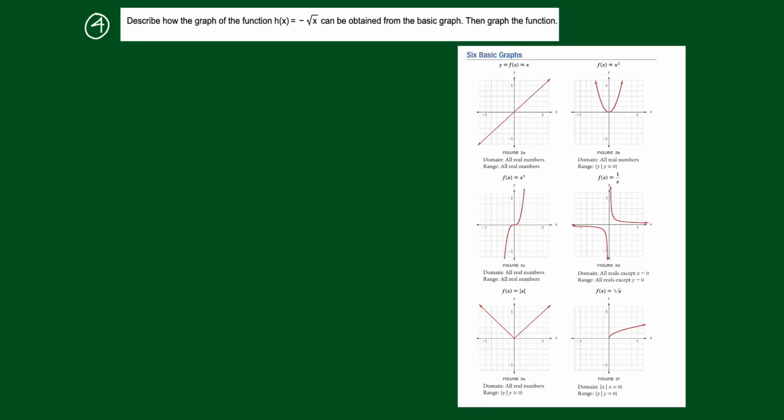Now we want to describe how the graph of negative the square root of x, all right, here's our function here, h of x equals negative square root of x, can be obtained from the basic graph. Now the basic graph, we've got a square root, that's this one down here. All right, so what have we done? We've taken square root of x, I'll write it here. Here's the basic one, f of x equals square root of x. And what have we done? We have added a negative sign. So a negative sign, that's a reflection.